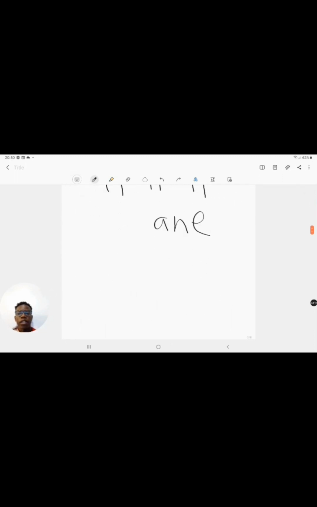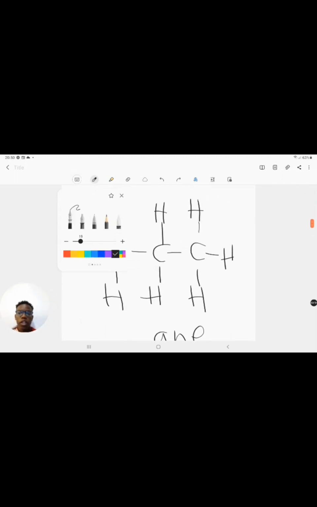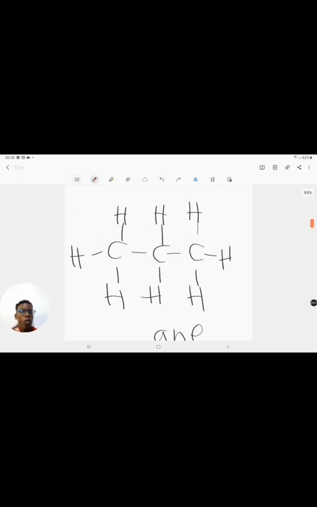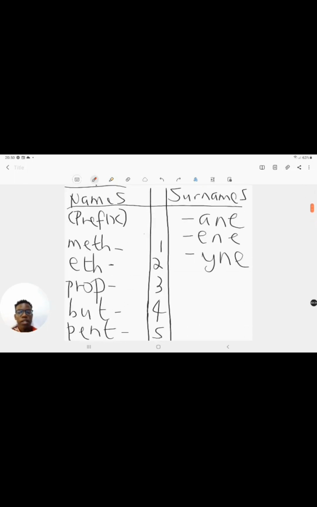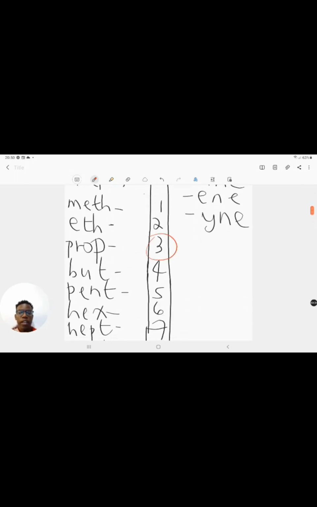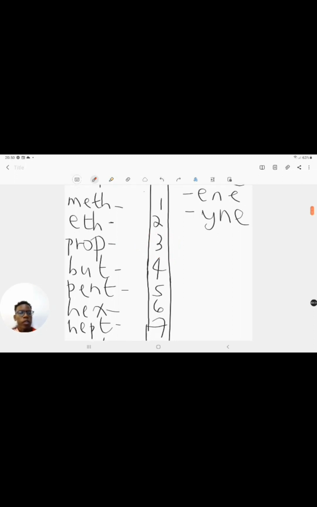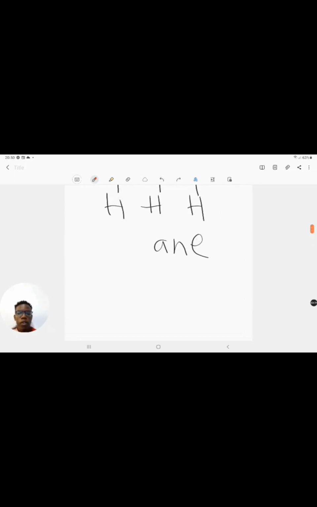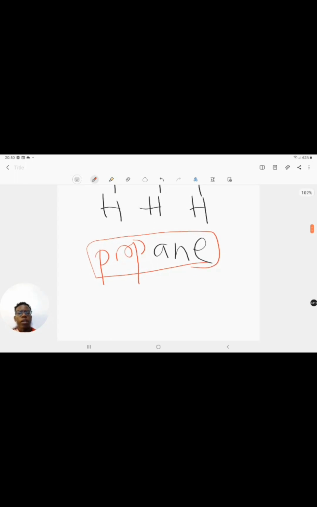And the first part: how many carbon atoms do we have? We've got 3 carbon atoms. If you count here, we've got 1, 2, 3. So we go back to our table. You should memorize this table. There's my 3, and 3 corresponds to prop. So the first part of the name is prop, and then I have propane. The name of this compound is propane.